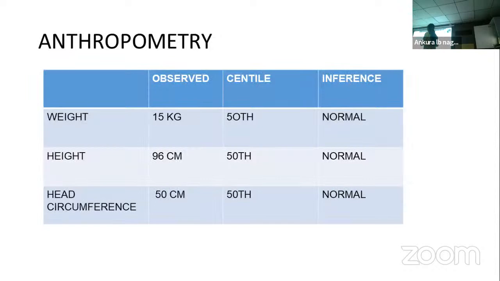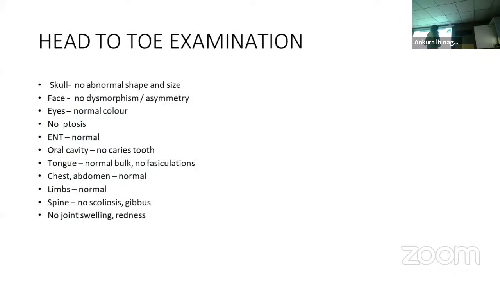Anthropometry: the child was weighing 15 kgs, which was at the 58th centile, and 96 centimeters in height, which was also at the 58th centile. Head circumference also was normal. Head to toe examination is normal, you can say.